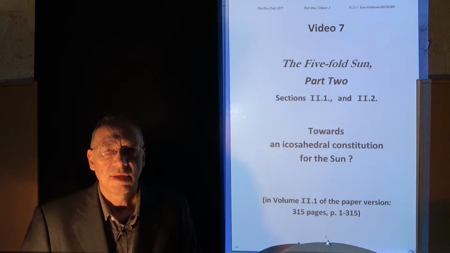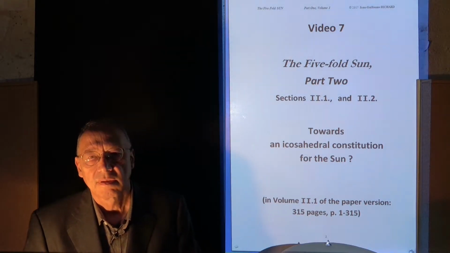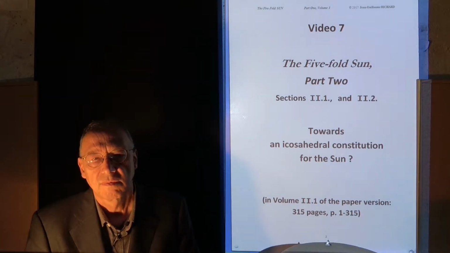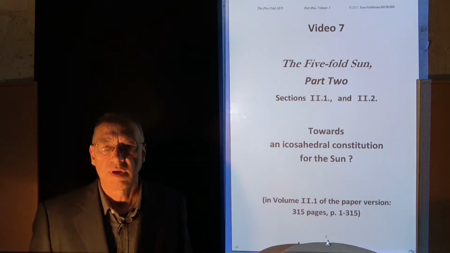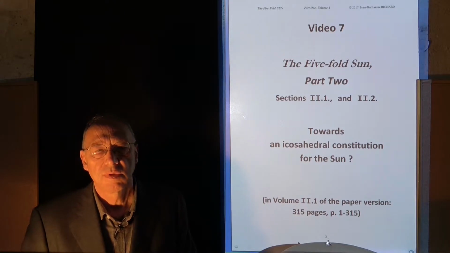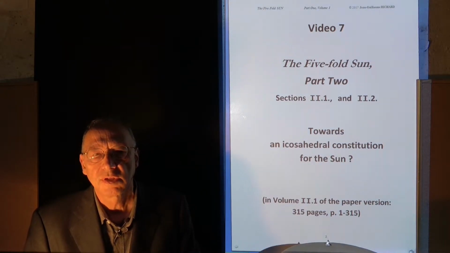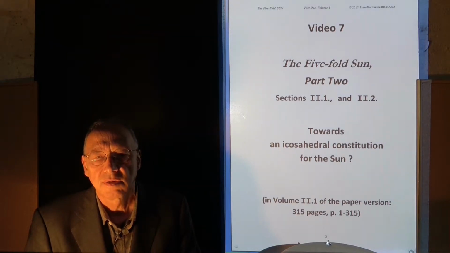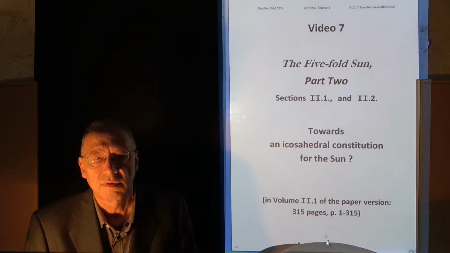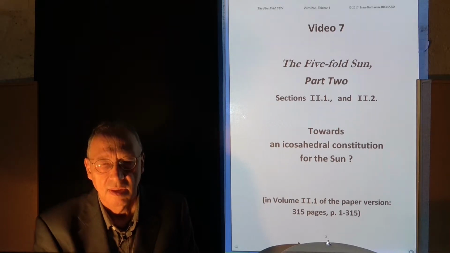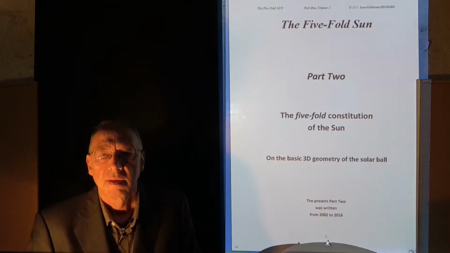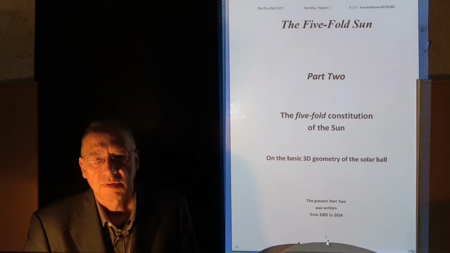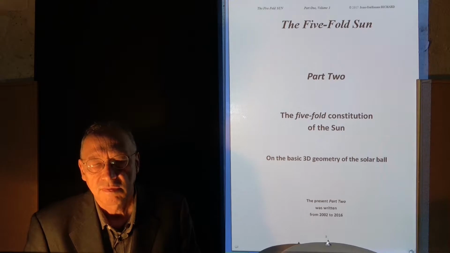We deal today in video number 7 of the Fivefold Sun with sections 1 and 2 of part 2, which we can title with the question: towards an icosahedral constitution for the Sun. The entire part 2 is titled The Fivefold Constitution of the Sun.